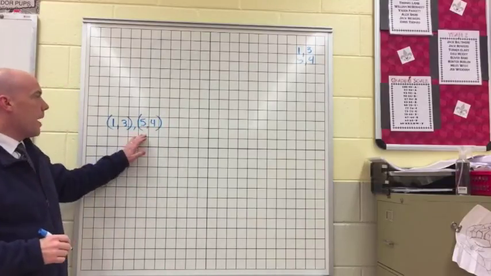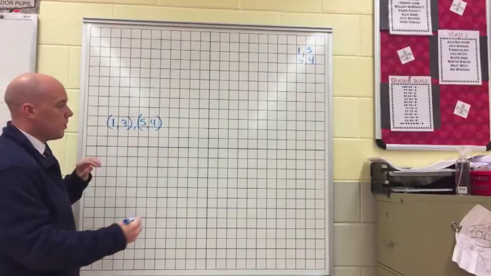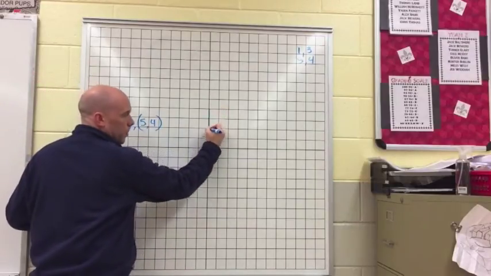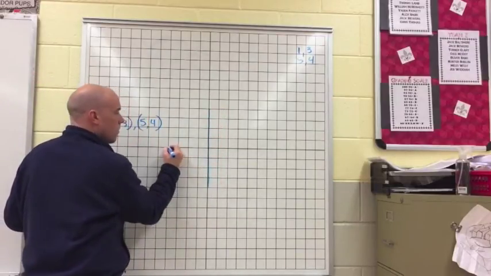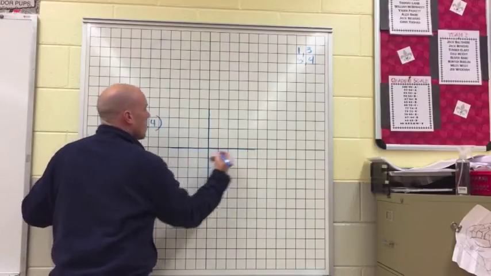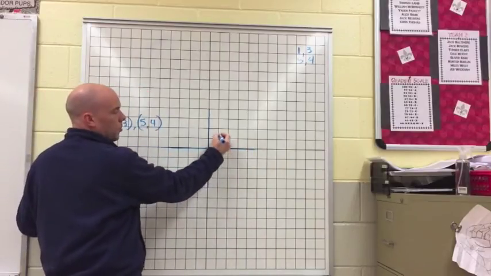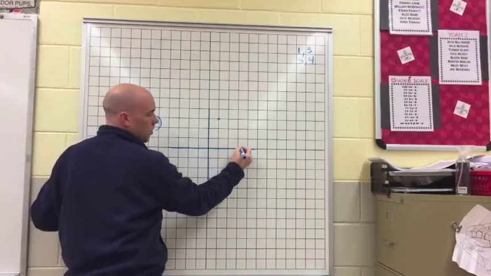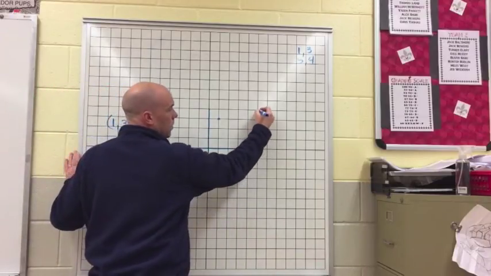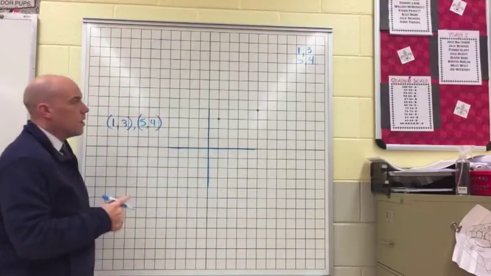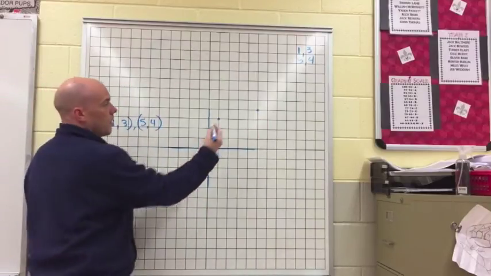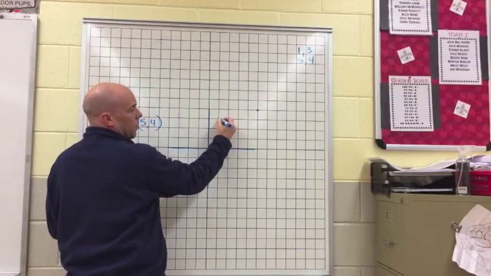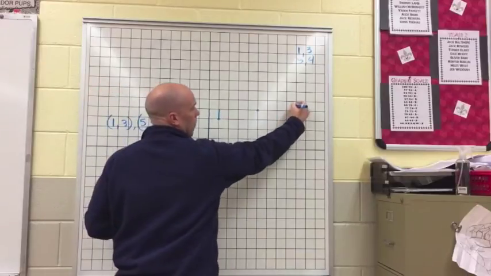So if I had a line that passed through this, what would its slope be? Well, let's talk about that real quick. Here's my axis. And 1, 3 is going to be here. 5, 4 is going to be there. Now, as you can see, this is going to have a slope of 1, because it rises 1.